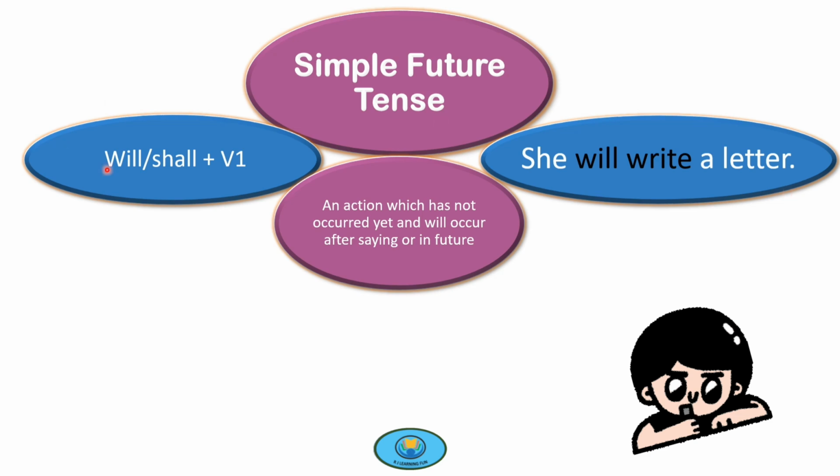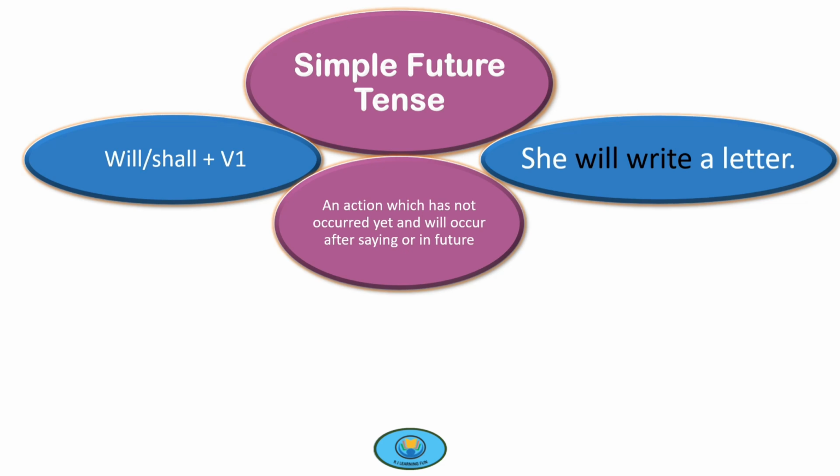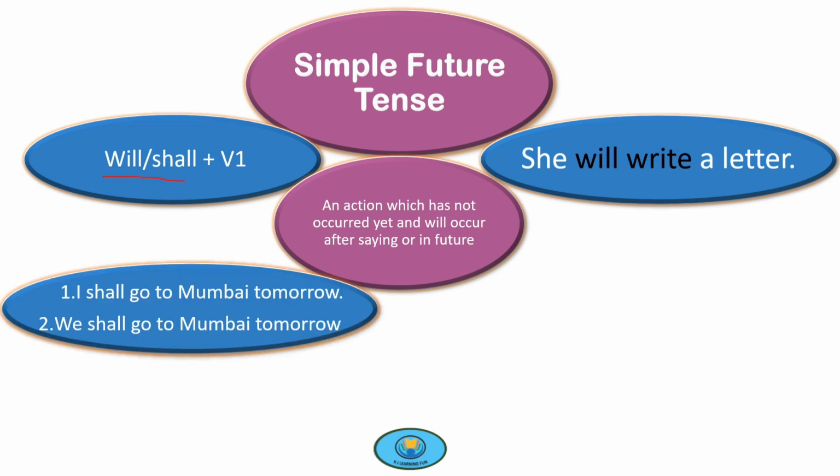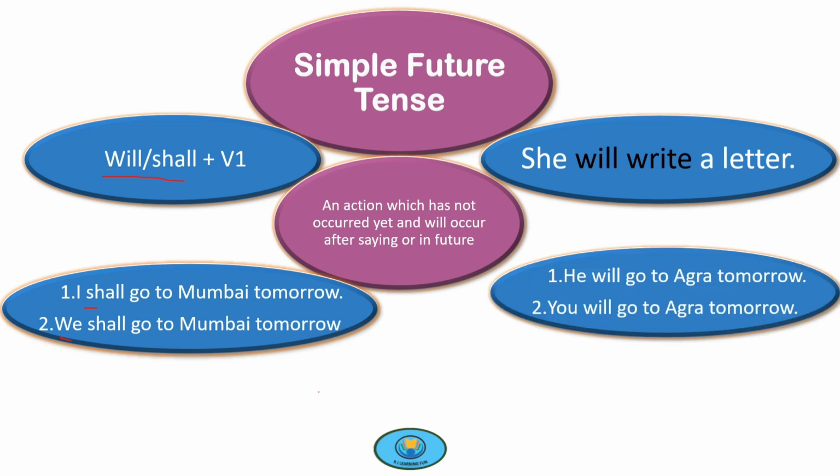But as you can see, will or shall. So where to use will and where to use shall? We use shall with first person pronouns, that is I and we. With I and we use shall, like I shall go to Mumbai tomorrow, we shall go to Mumbai tomorrow. But with all others, we use will, like he will go to Agra tomorrow, you will go to Agra tomorrow.